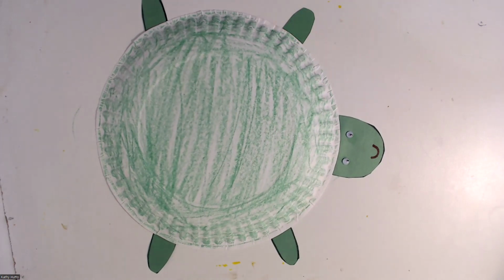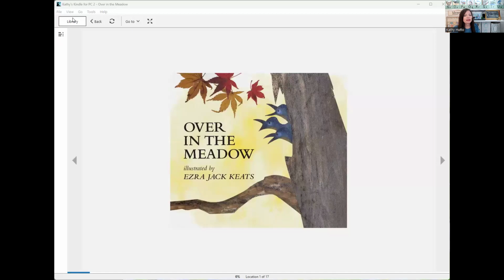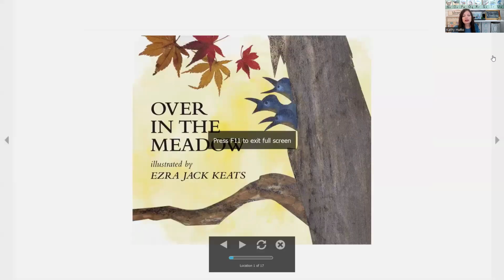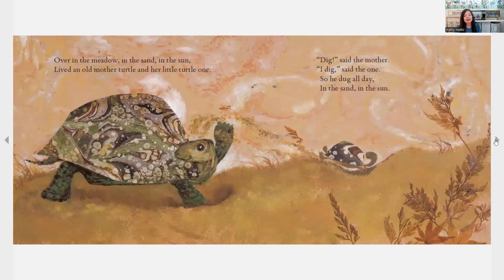Now it's time for story time. For story time today, we're reading Over in the Meadow, illustrated by Ezra Jack Keats. And look, there's a turtle, like the one we made today for art.